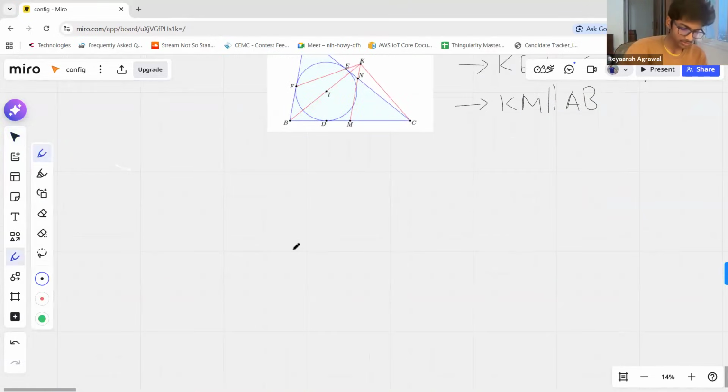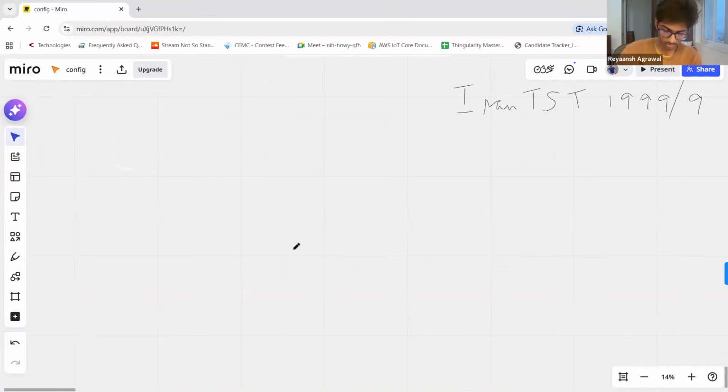So the Iran lemma first arose in the Iran TST, Team Selection Test 1999, Problem 9. You can try it out if you want. I think it's in the EGMO as well. So you can try that out if you want.